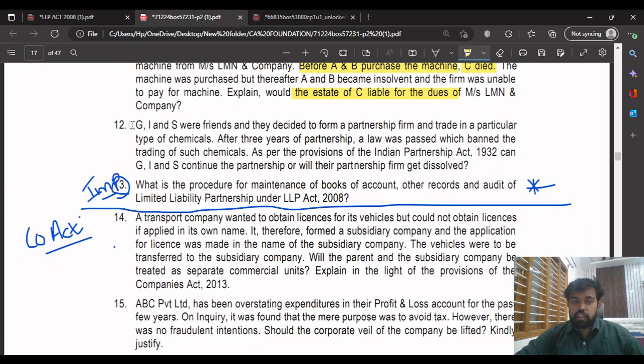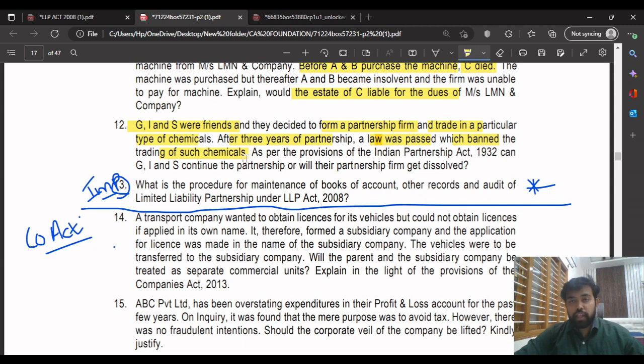And in this case, there are three friends. They decide to form a partnership firm and trade in a particular type of chemical. After 3 years of partnership, a law was passed. This is important. A law was passed which banned the trading of such chemicals. So when they formed the partnership firm, at that time it was not banned. After 3 years, the law was passed by the government which banned the usage of such chemicals. So now the business became illegal. Before it was not illegal, now it became illegal. As per section 41, compulsory dissolution of the partnership firm will happen.